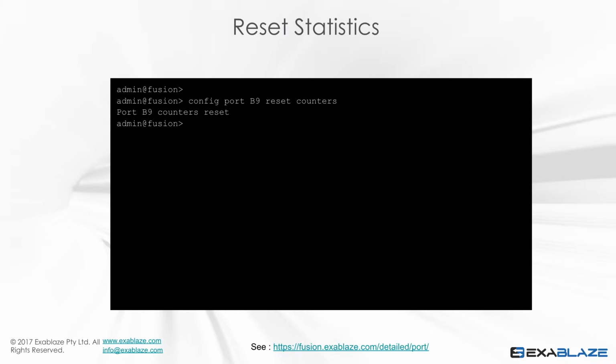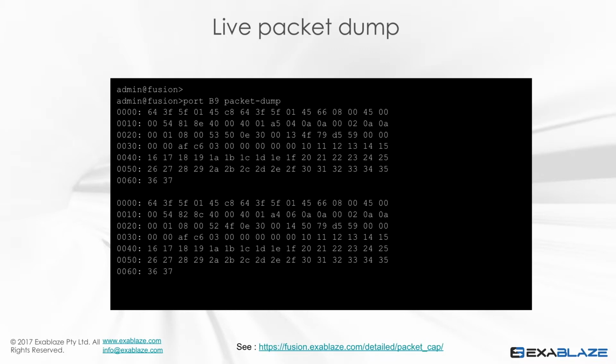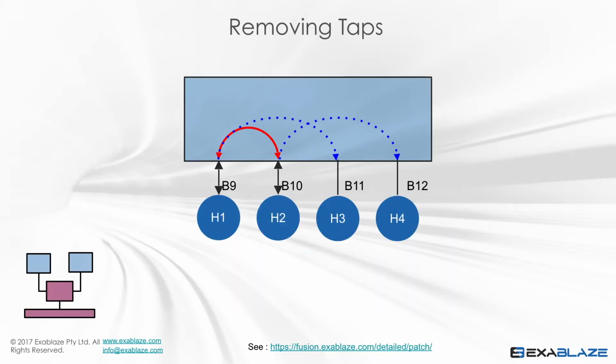For debugging purposes, it's often useful to have packet dumps to inspect the packets that are currently on the wire. Packet dumps can be performed from the inspect settings mode using the port command, in this case port B9, and the command packet dump. Packets are provided in hex format, allowing you to easily read the contents of those packets.